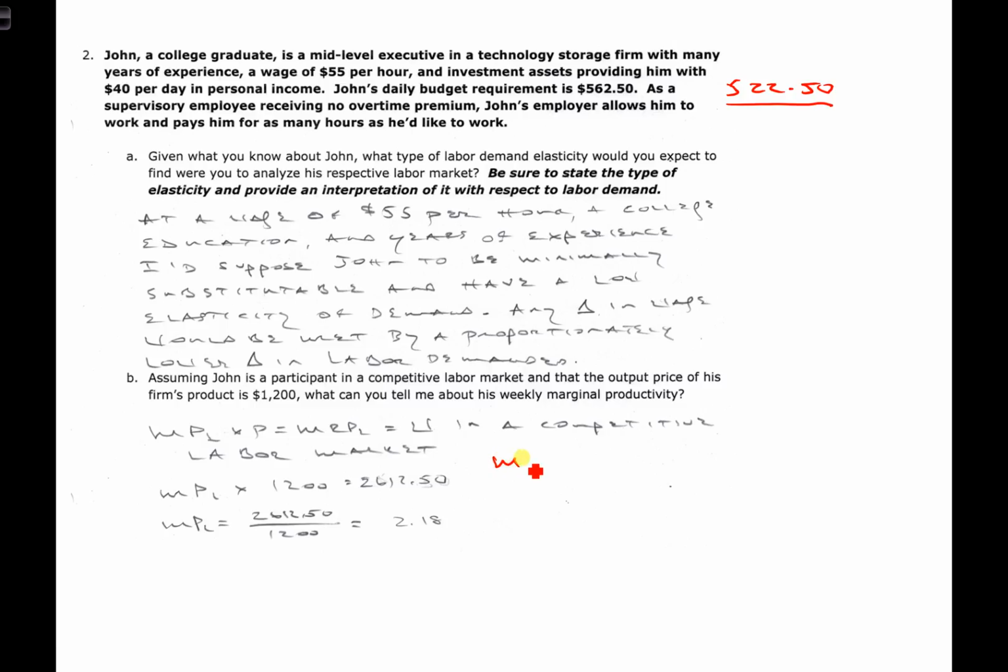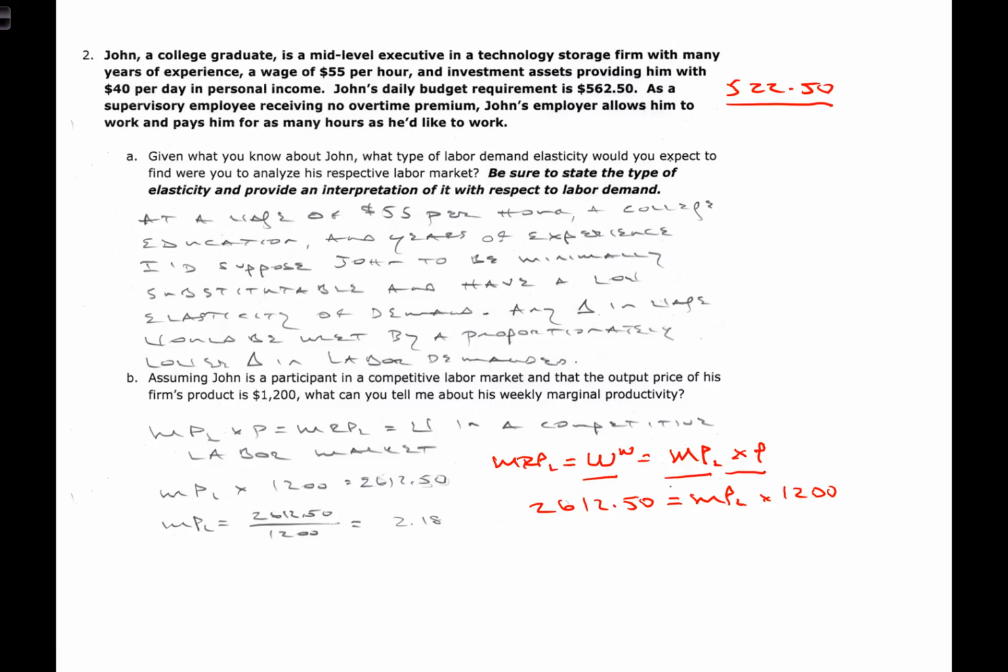And the marginal revenue product of labor, which is simply going to be his weekly wage, in this case, is going to be equal to the marginal product of labor times the price of the output good. Well, I think I have two of these three variables. I know his weekly wage. If he is needing to earn $522.50 a day, he does that for 5 days. That's $2,612.50. And that equals the marginal product of labor times this $1,200 output price.